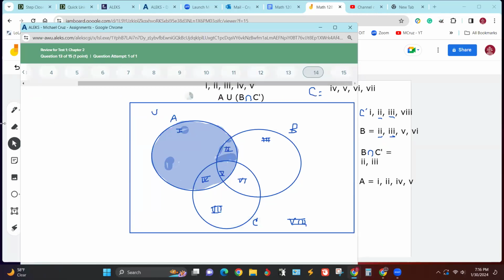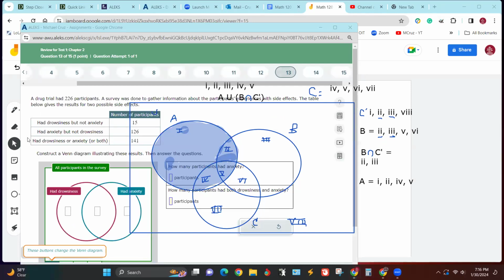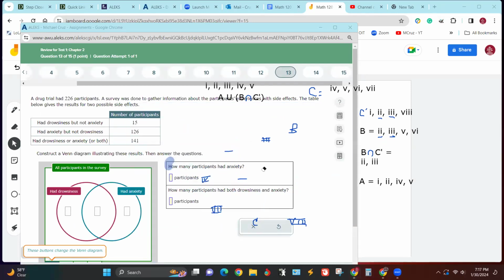Okay. So let me get rid of this stuff. We're recording this, so that'll be preserved.